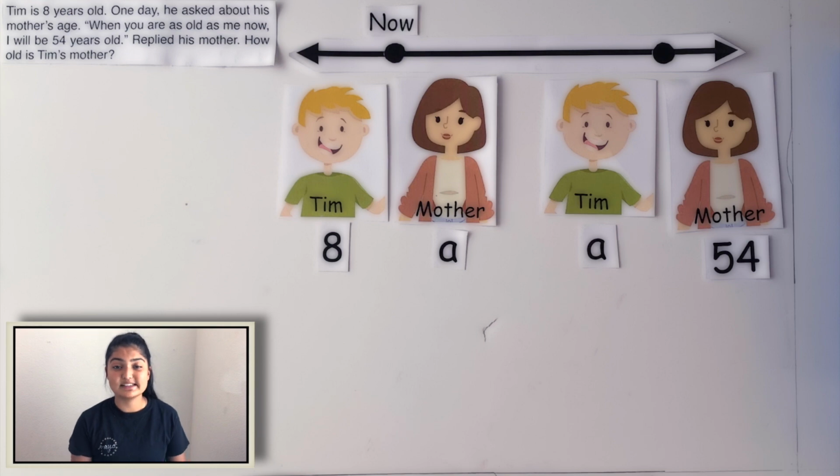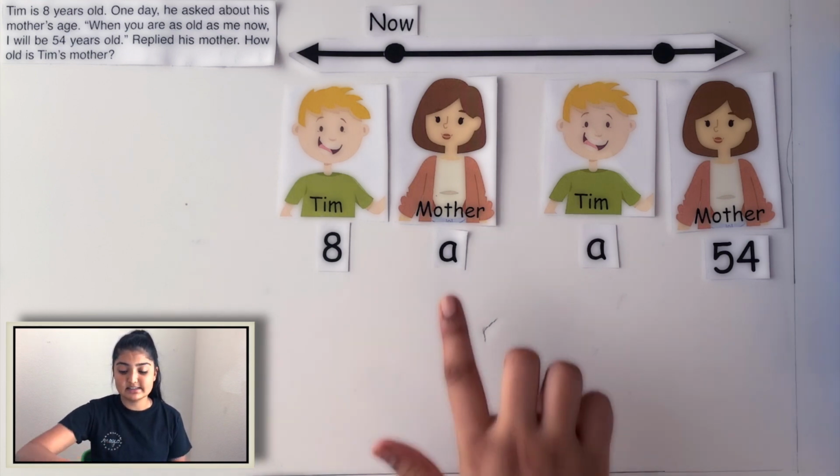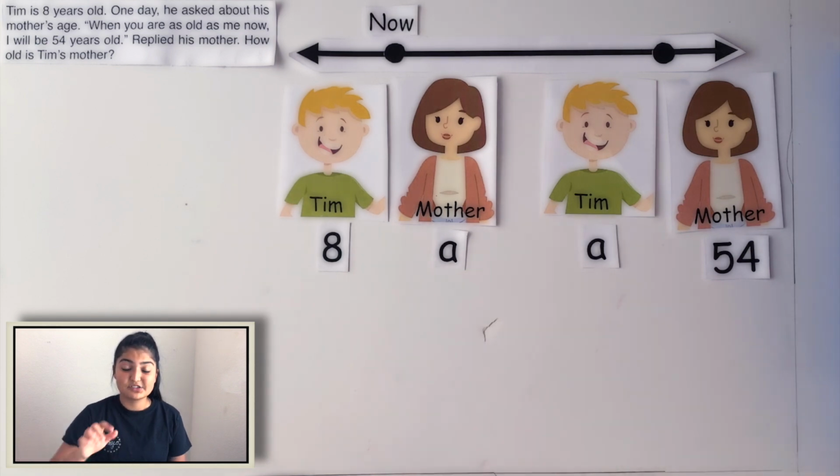But the problem is asking us how old his mother is now. So in other words, we need to find the value of A. And to do that, we can set up a single variable equation. But how can we set up an equation? First, let's look at their ages now.